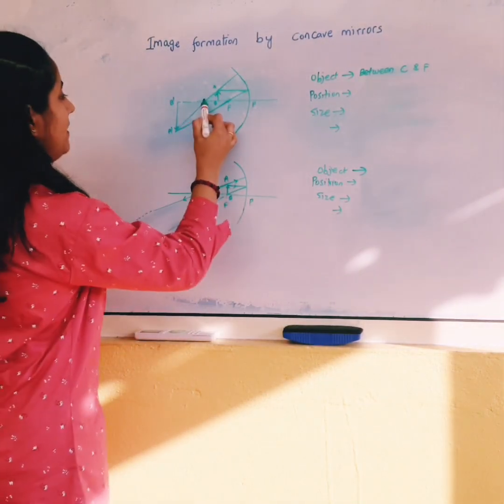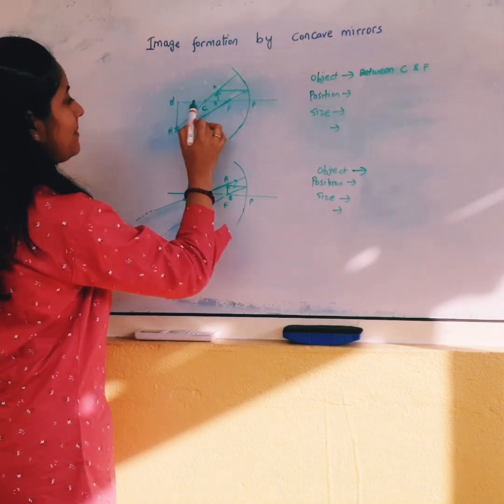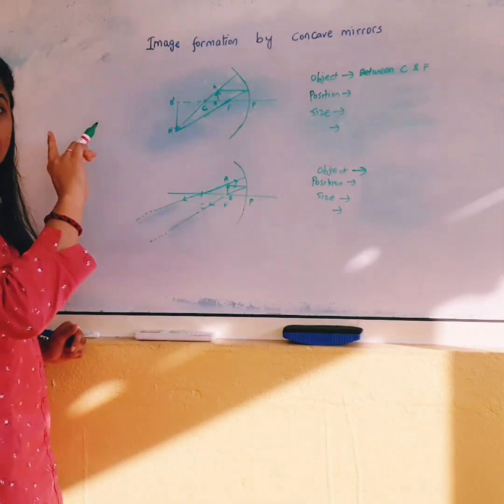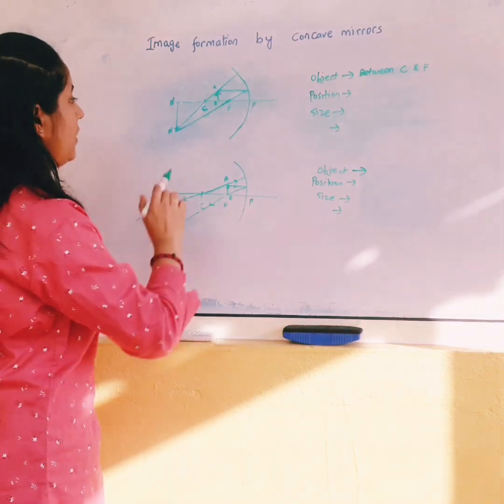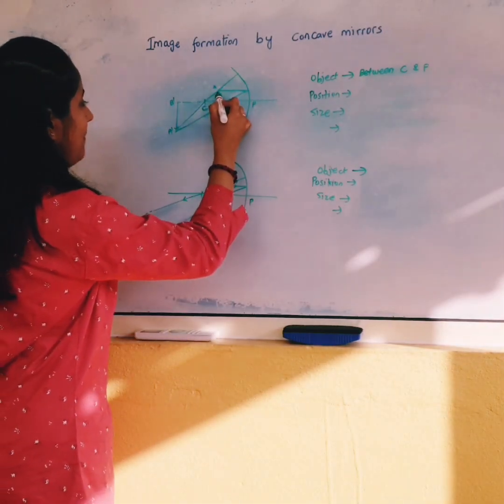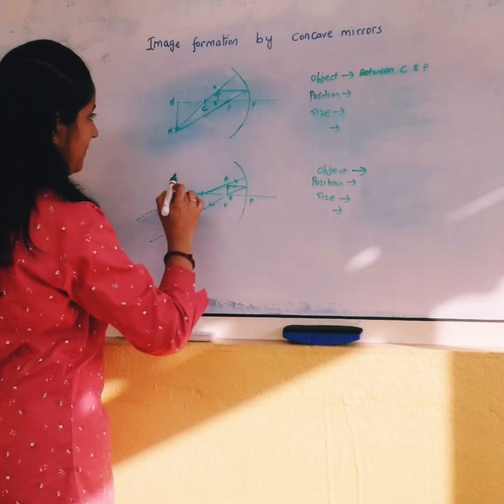Okay. Now here the object is kept between C and F. In that case, the image was formed between C and F. Now the object is kept between C and F.